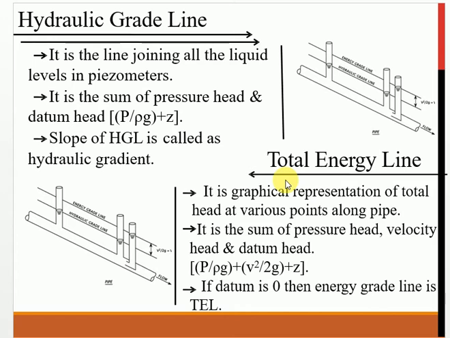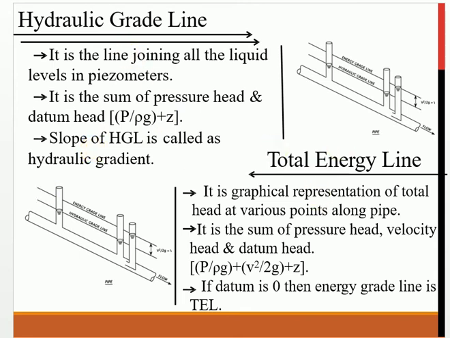So we are going to have two different energy lines. One will be the total energy line, which gives the total amount of energy present, and the second one will be the hydraulic gradient line. As we know from Bernoulli's, the total energy present in a fluid flow will be pressure head, kinetic head, and datum head. This will be the total amount of energy present in a fluid. The hydraulic gradient will be the summation of pressure head and the datum head.